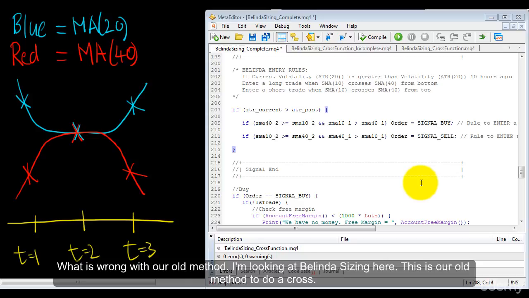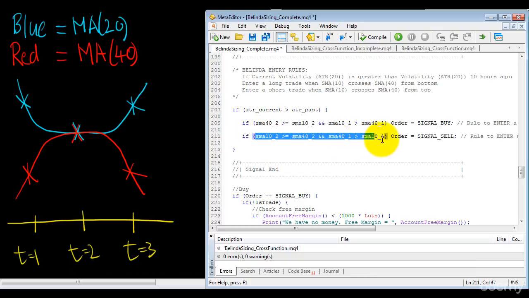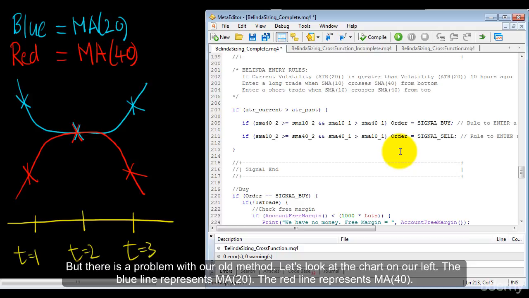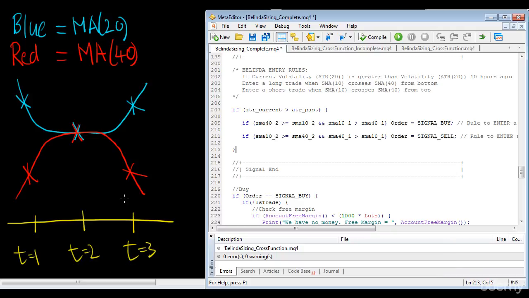What is wrong with our old method? I'm looking at Belinda sizing here. So this is our old method to do a cross. But there is a problem with our old method. Let's look at the chart on the left. The blue line represents MA20. The red line represents MA40.